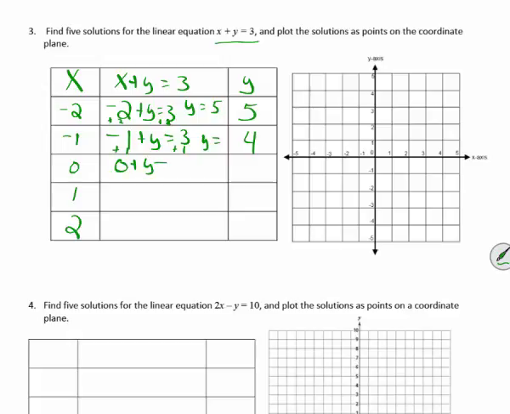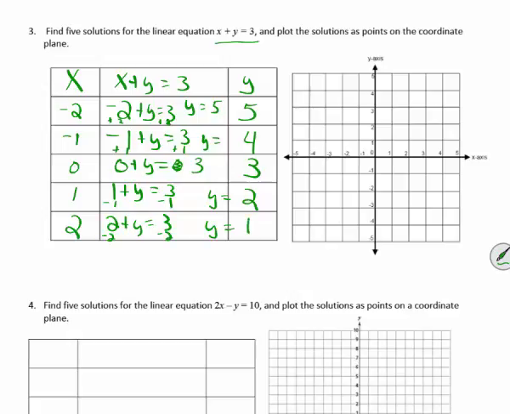0 plus y equals 3. Well, that one, oops, that should say 3, sorry. Well, that one's pretty easy. That's a 3. And hopefully you're seeing a pattern here. So 1 plus y equals 3. Subtract 1, y is equal to 2. 2 plus y equals 3. Subtract 2, y is equal to 1.